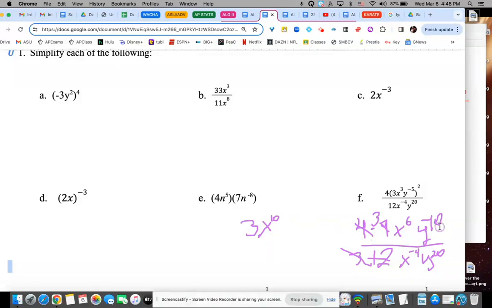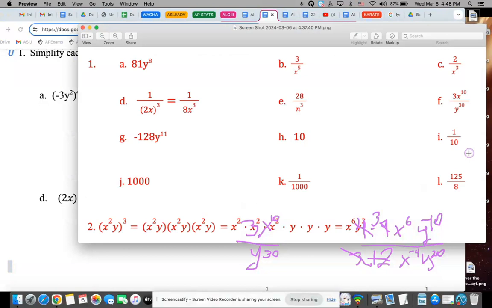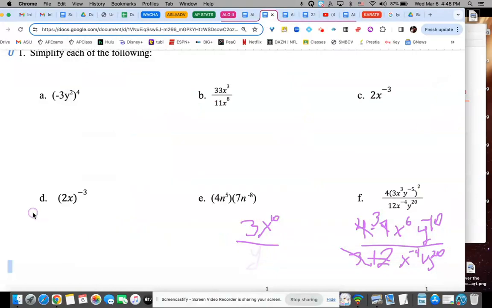And then I have y to the negative 10 on top. That moves to the bottom and makes y to the 30th on the bottom. So we're moving negative exponents up and down and changing them to positive. So you can see that answer right here over at F. Yeah, so think of it like, okay. Let me clear that out. Okay, moving along a little faster now.